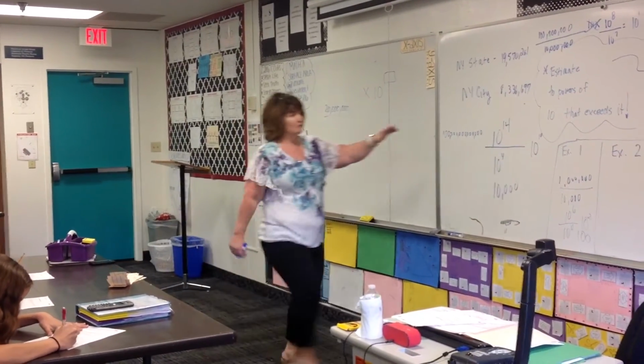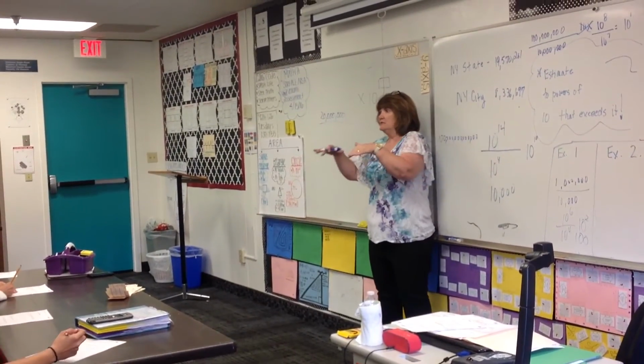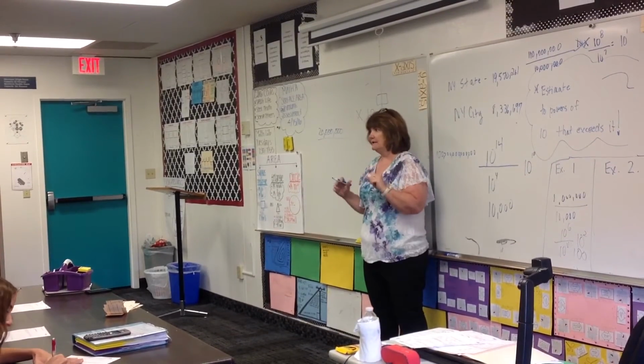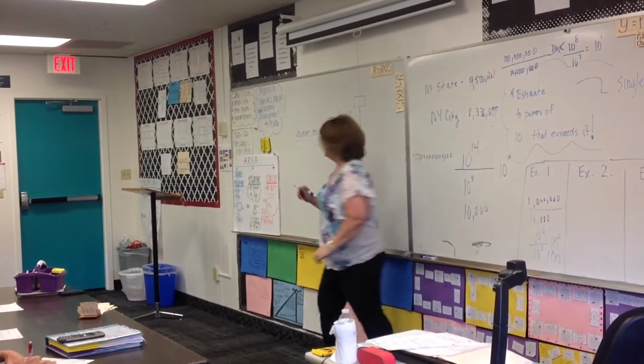9 million. We could, but it doesn't say to exceed. It just says round normally. Then 8 million. So it's going to be 8 million. Okay?